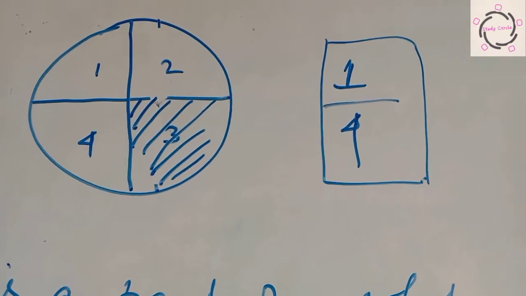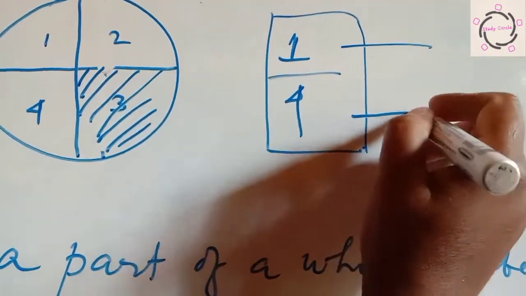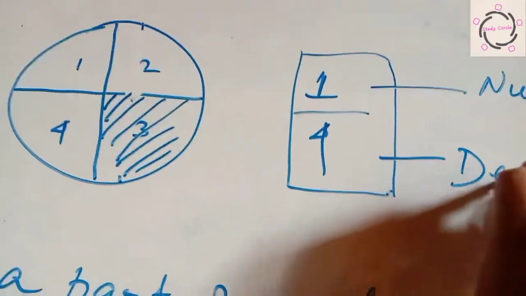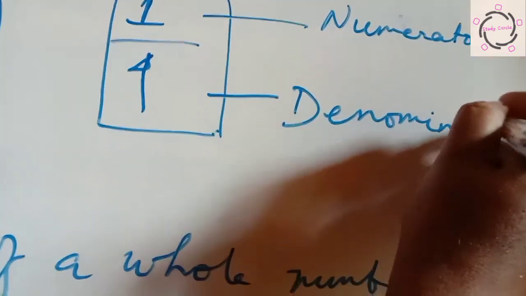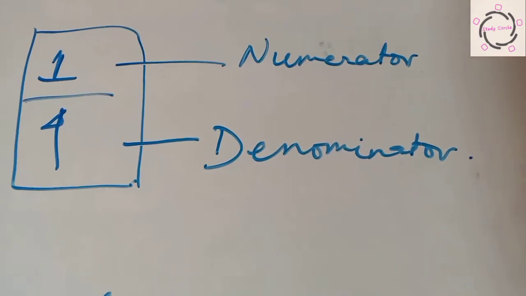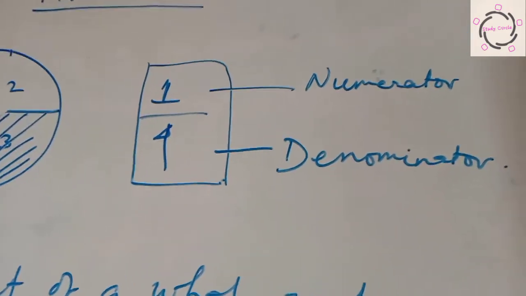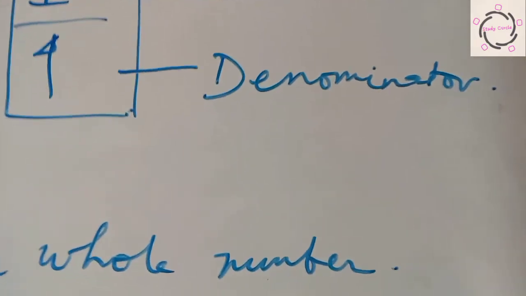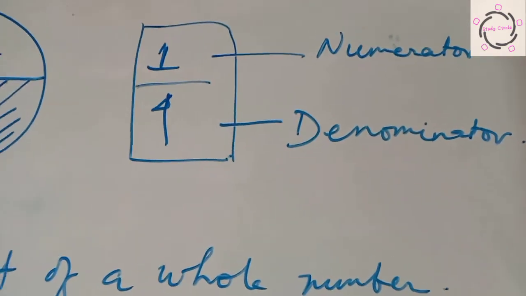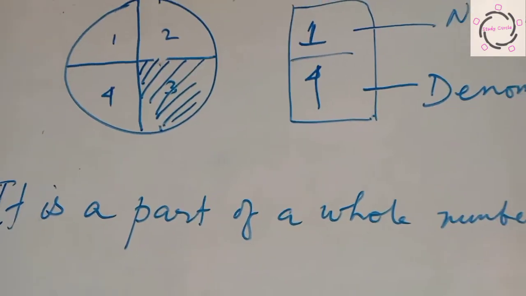Now, a fraction number is not a whole number. It has 2 parts. The upper part is called the numerator and the lower part is called the denominator. This is a simple fraction. As you know, a fraction is a part of a whole, so there are various types of fractions, and I should discuss all of these.